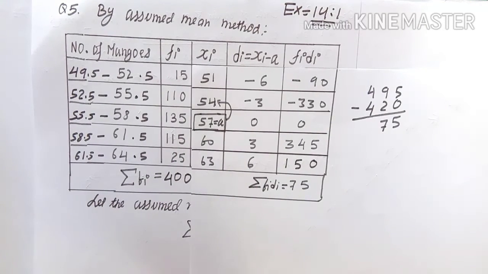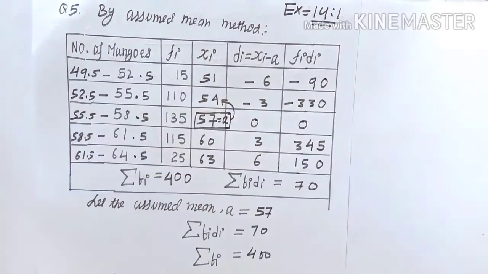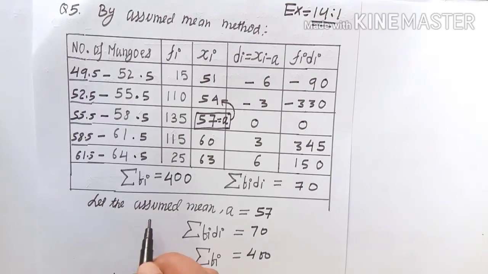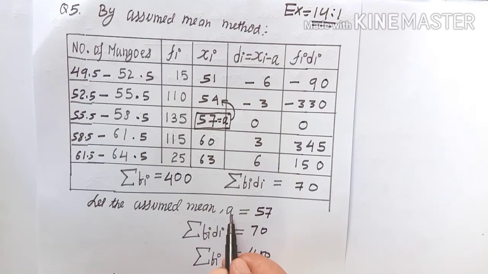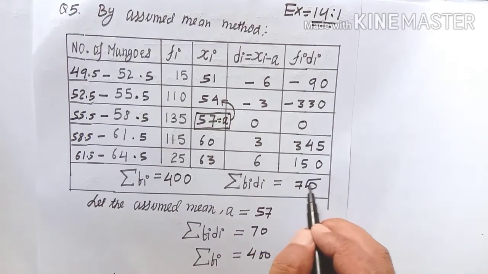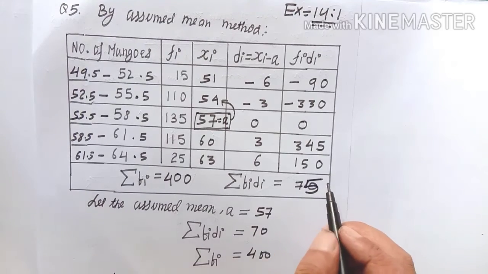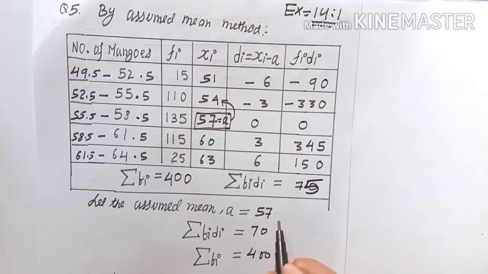After that here, whatever the formula demands, you'll have to fill that up. So let the value of a, that is known as assumed mean. So the value of assumed mean equals to 57. Sigma fi di equals to 75. Sigma fi value equals to 400.